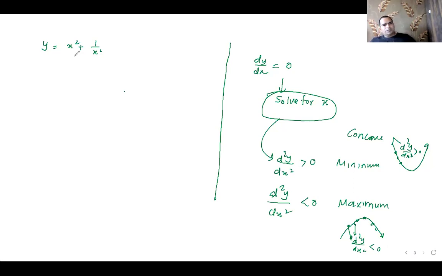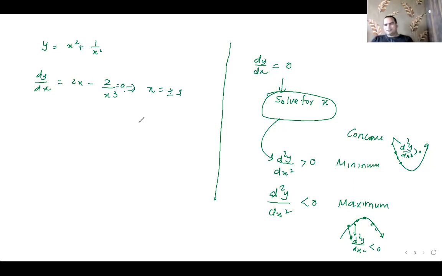I'm not going to put too much time into finding the derivative again because we just did it. So dy by dx was 2x minus 2 over x cubed. And when I equated it to 0 and solved, I got x is plus or minus 1. Now, after this, we drew the sign diagram.